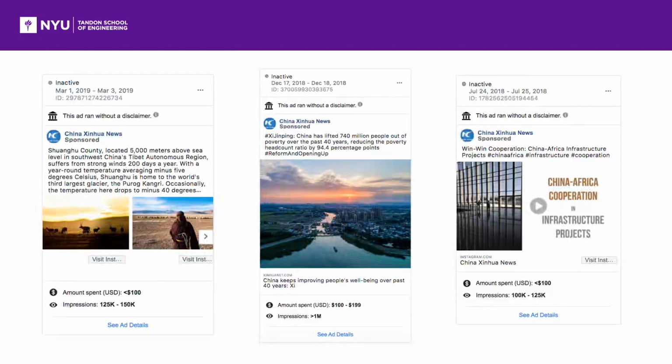Here are some ads from China Xinhua News. None of these ads were disclosed. They're generally on issues of international relations. I must note here that we believe that it's not possible for Xinhua to register as a political advertiser, as that seems to be open to US advertisers only.